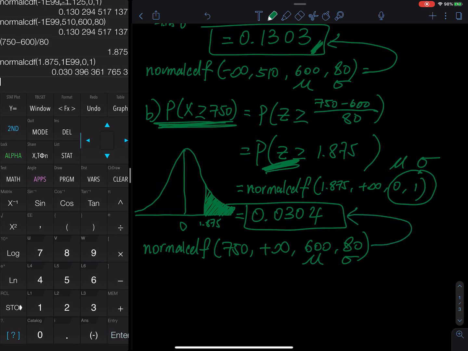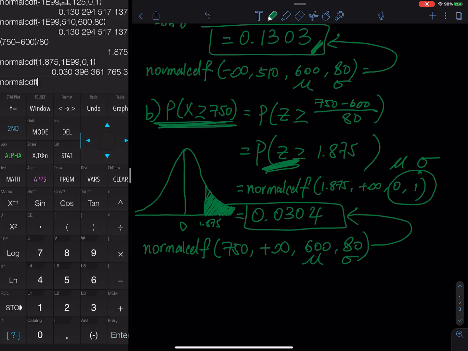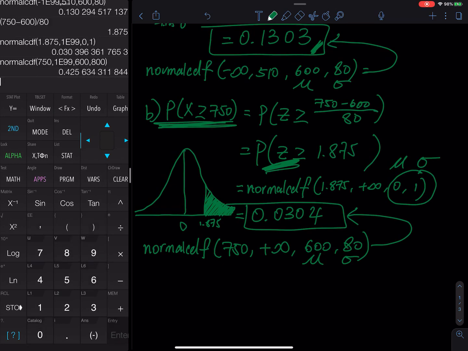Let's try that one. Second vars, and then select normal CDF. You have 750 comma positive infinity, and then 600 comma, and then 800. So this is equal to 0.4256. Did I do something wrong? 750.